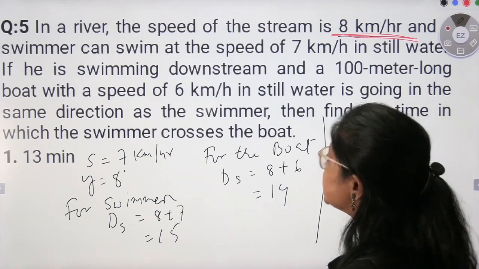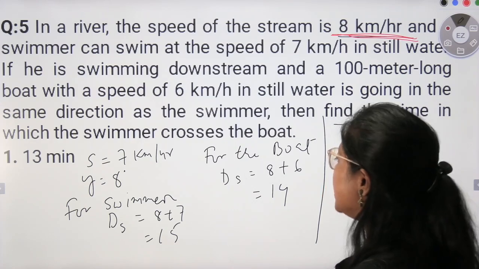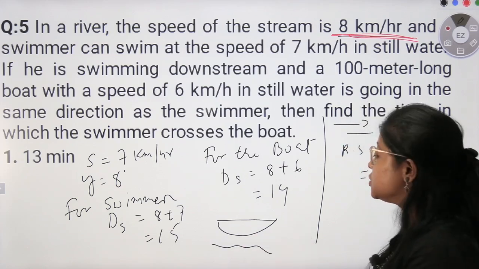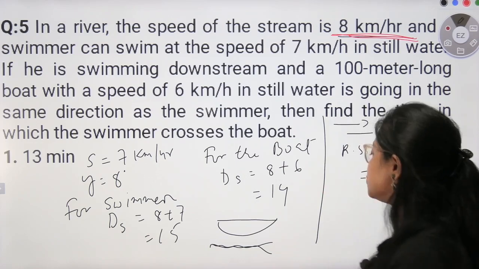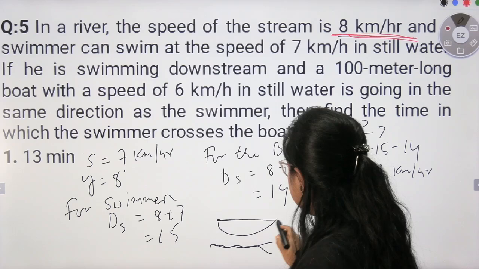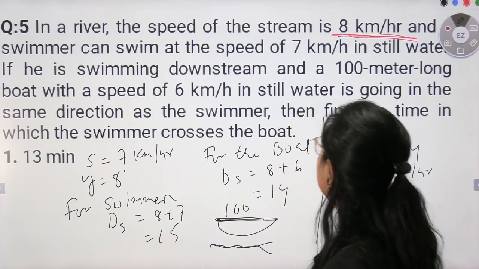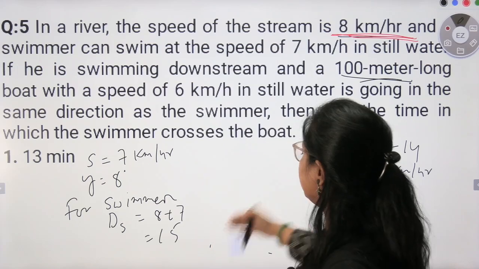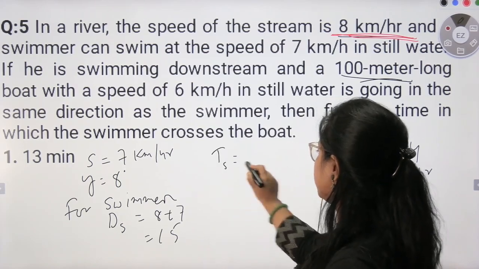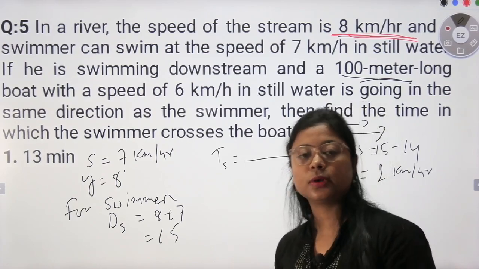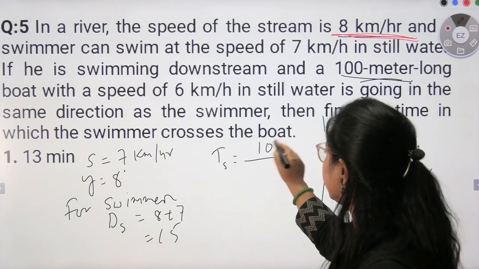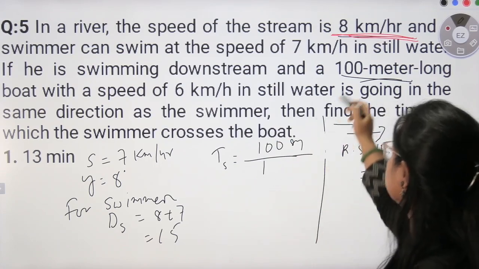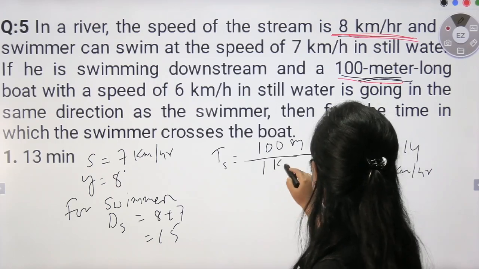And then find the time in which the swimmer crosses the boat. For the swimmer to cross the boat, the length or distance of the boat was given as 100 meters. So time taken by the swimmer would be distance by speed, and here we will use the relative speed. The distance was 100 and the relative speed was 1 kilometer per hour, but the distance is given in meters.